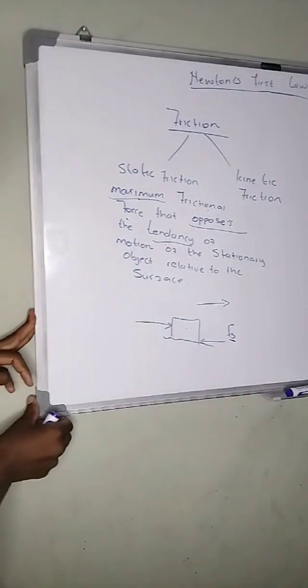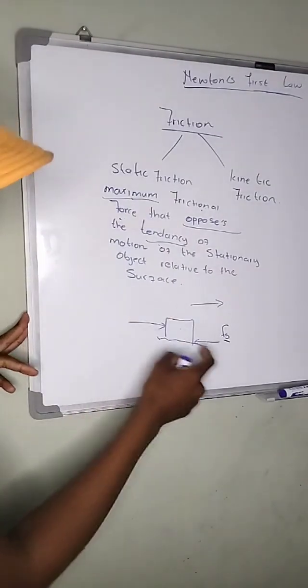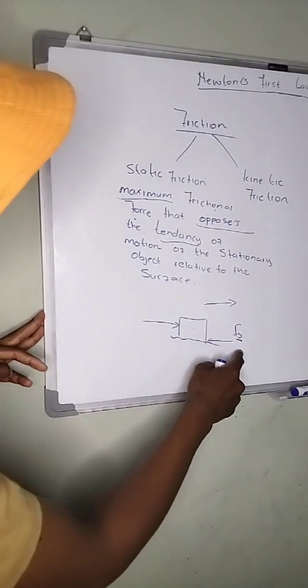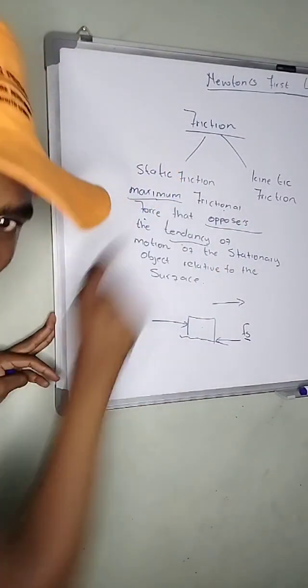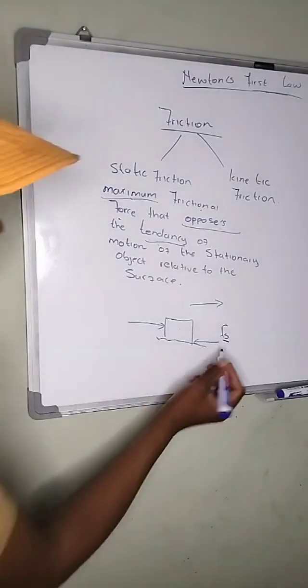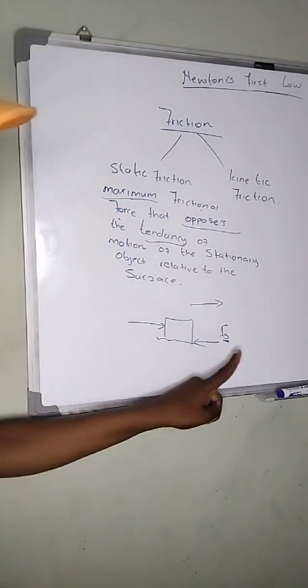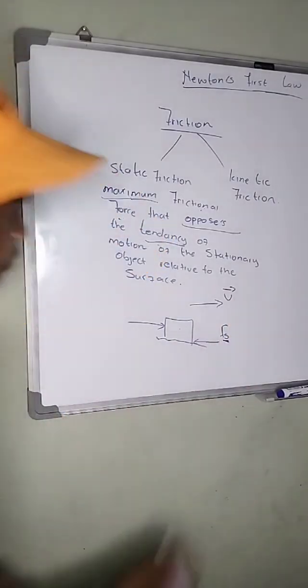But the moment I apply more force, it means that I'm overcoming the friction. I'm overcoming this F static. And if I overcome it, the board starts to move to the right. So now, if the board moves, it means that it no longer experiences the Fs.